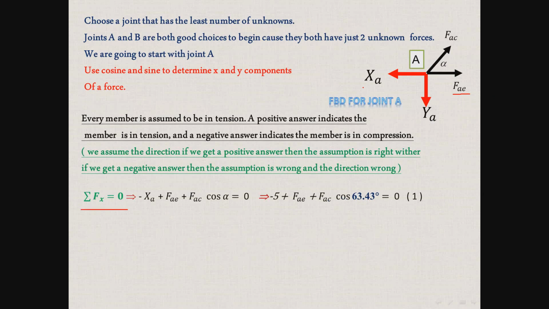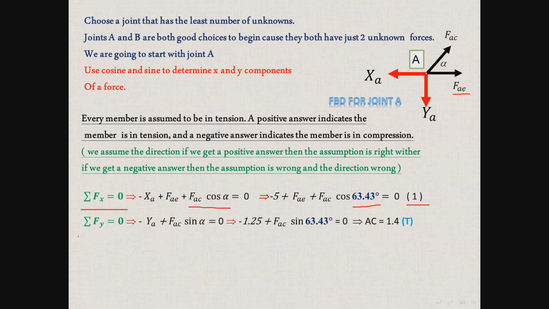So we will write the sum of the forces in the x direction equals 0, so we have XA, the force, and FAC cosine alpha, which is the x component of the force AC. This means minus 5 plus FAC cosine 63.43 equals 0. We will label this equation with number 1.